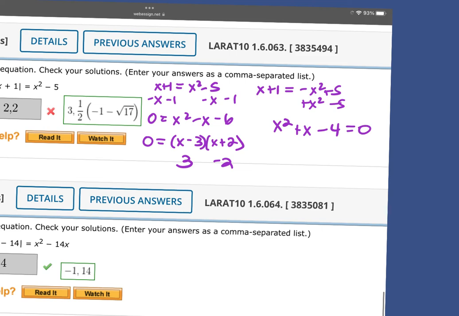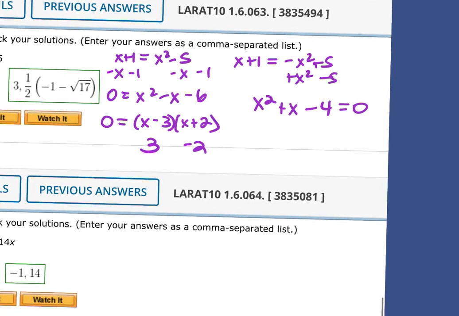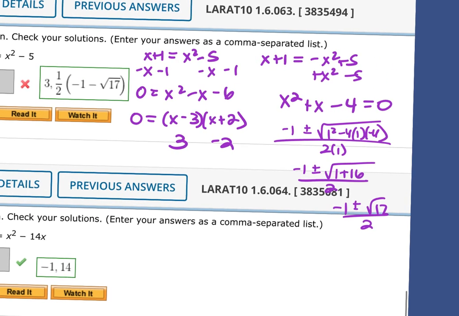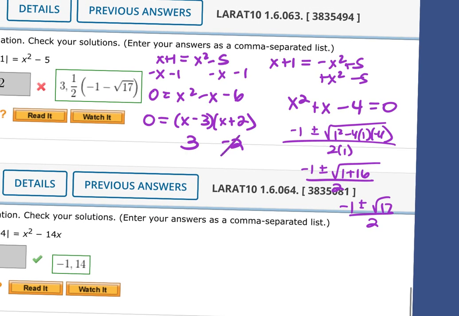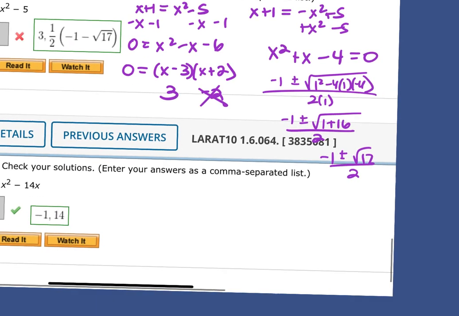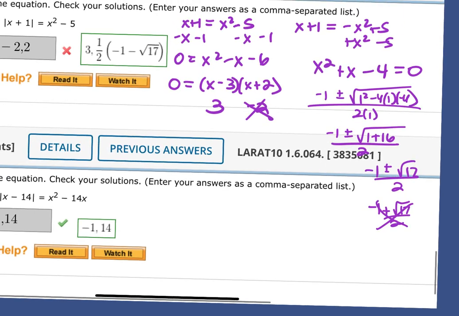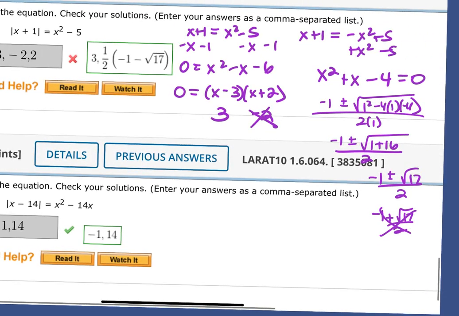And there's no factors of negative 4 that sum to positive 1, so you have to either do the quadratic formula or complete the square. So negative b plus and minus the square root of b squared minus 4ac all over 2 times a. Negative 1 plus and minus the square root of 1 plus 16 over 2. Negative 1 plus and minus the square root of 17 over 2. And then those you'd have to check. And when you check them, the negative 2 doesn't work, and the negative 1 plus square root 17 over 2 doesn't work. So you keep the other two. Again, you won't have to be checking something like that for your test. The 3 and the negative 2, maybe, but not the other ones.